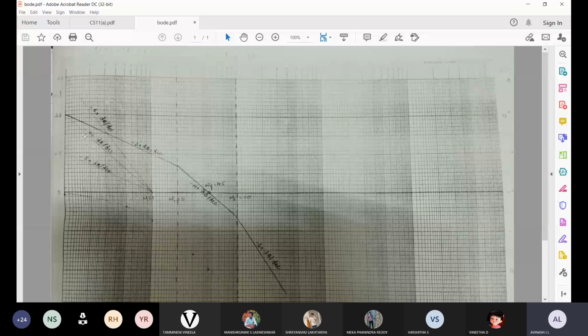It's very clear. Similarly, 40 dB, that is minus 40 dB per decade, and 60 dB, that is minus 60 dB per decade. So you just make sure that you are drawing this diagram in the graph sheet. Can you write these 3 lines after marking this?